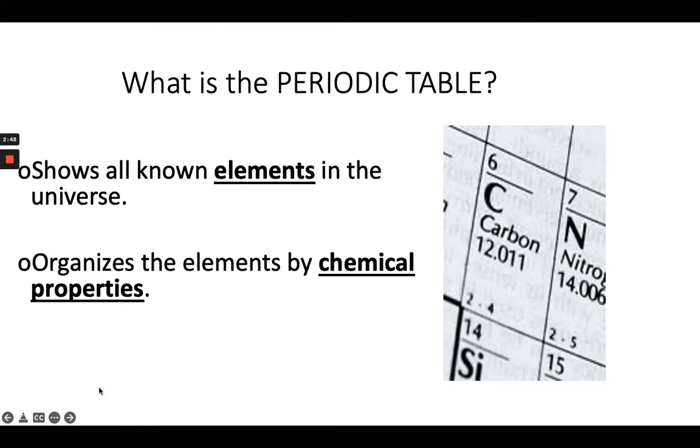Okay, so here are a few fill in the blanks. What is the periodic table? Well, it shows all the known elements in the universe, and we're now up to 118 known elements. It organizes the elements by chemical properties.